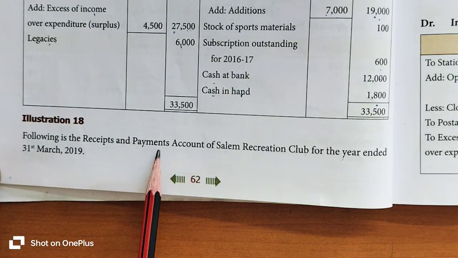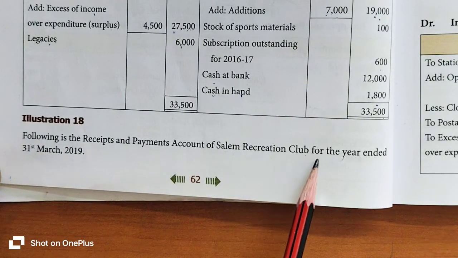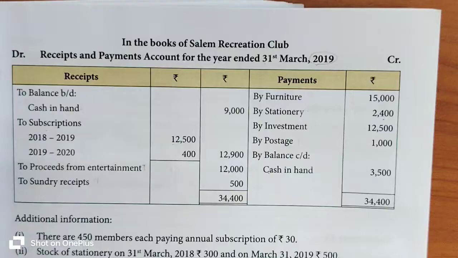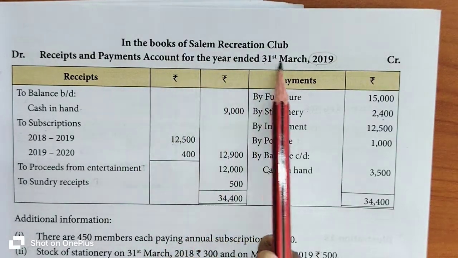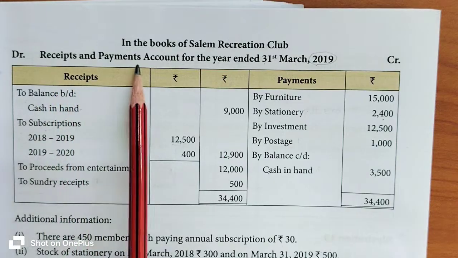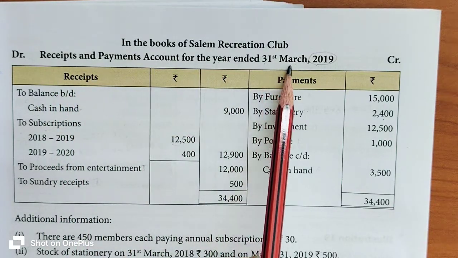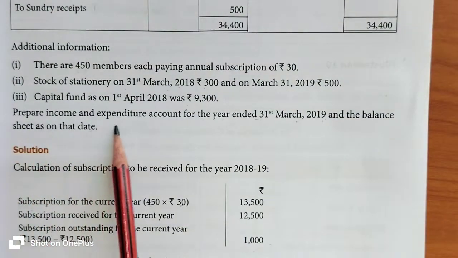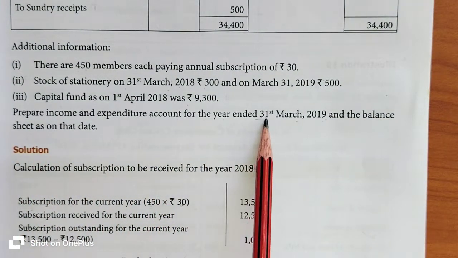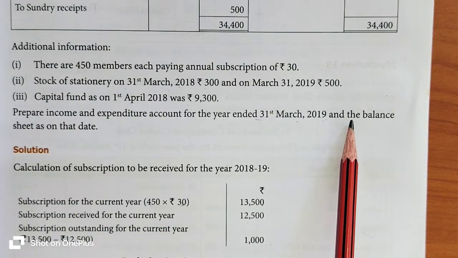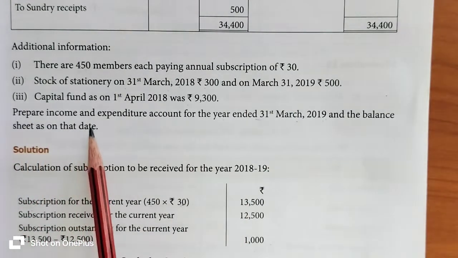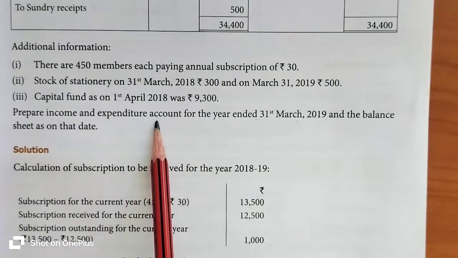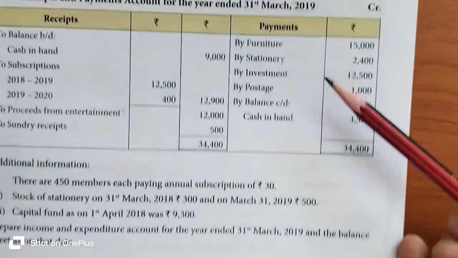Following is the receipt and payment account of Salem Recreation Club for the year ended 31st March 2019. In the books of Salem Recreation Club, receipt and payment account for the year ended 31st March 2019, they ask: prepare the income and expenditure account for the year ended 31st March 2019 and the balance sheet as on that date. So they ask to prepare the income and expenditure account from the given information.